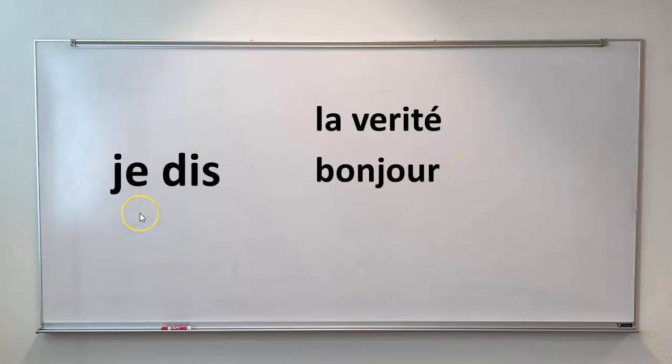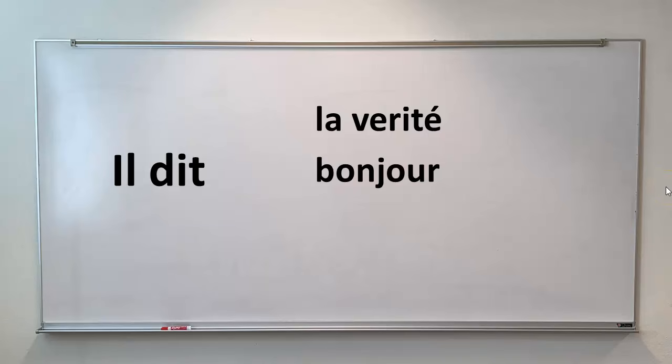We can change the subject. Tu dis la vérité. You tell the truth. Tu dis bonjour. You say hello. Il dit, he says, or he tells. Il dit la vérité. He tells the truth. Il dit bonjour. He says hello. So those are our very basic examples with the verb dire. Now let's move on to something more exciting.